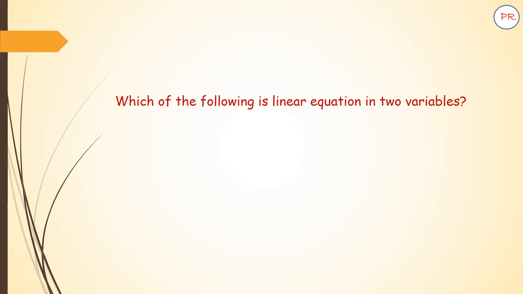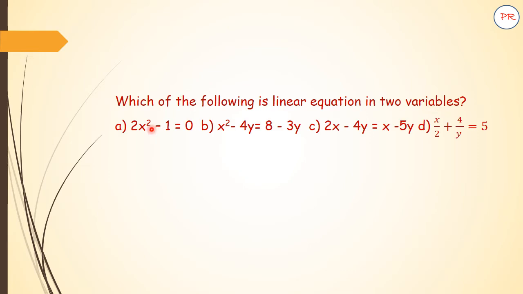Now we are going to start with multiple choice questions. Which of the following is a linear equation in two variables? Options are A, 2x square minus 1 is equal to 0, B, x square minus 4y is equal to 8 minus 3y, C, 2x minus 4y is equal to x minus 5y, and D, x upon 2 plus 4 upon y is equal to 5.